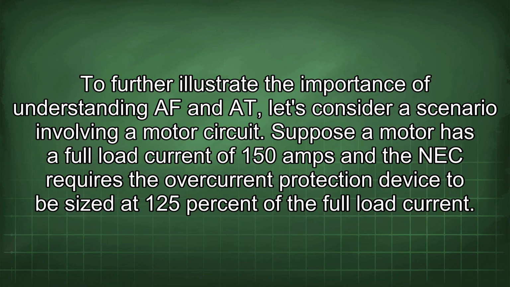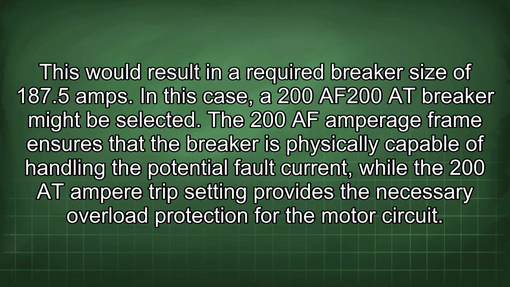To further illustrate the importance of understanding AF and AT, let's consider a scenario involving a motor circuit. Suppose a motor has a full load current of 150 amps and the NEC requires the overcurrent protection device to be sized at 125% of the full load current. This would result in a required breaker size of 187.5 amps. In this case, a 200 AF 200 AT breaker might be selected.